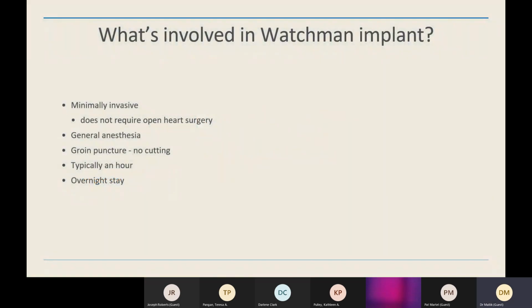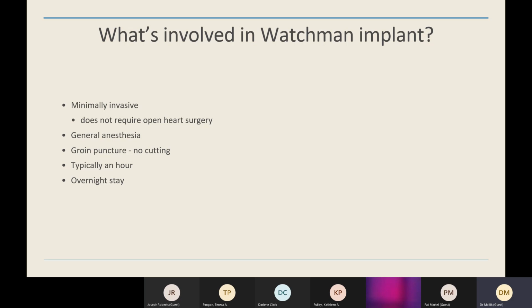Implanting WATCHMAN is a minimally invasive procedure. It's done through a puncture in the groin. We go up through the groin vein up into the heart, and this whole procedure is done through catheters. So there's no open heart surgery. There's no cutting involved. It's done under general anesthesia, primarily for patient comfort, although there are a few centers, not many, who do it without general anesthesia.